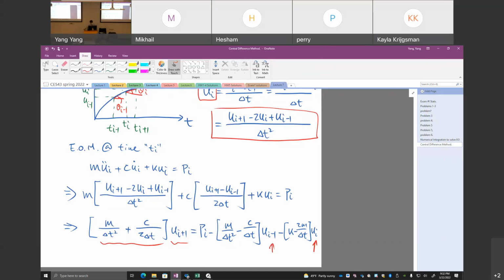So next time we will talk about more details of the central difference method, how we can use that to solve some problems. And we will walk through an example using Excel to see how powerful this method can be.